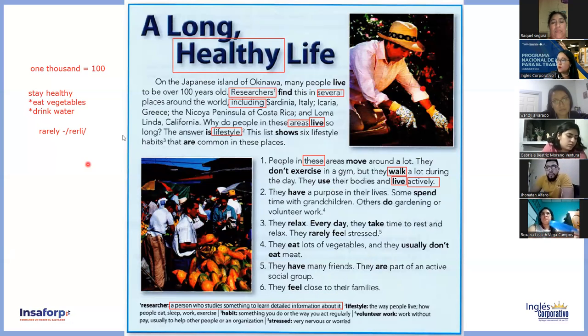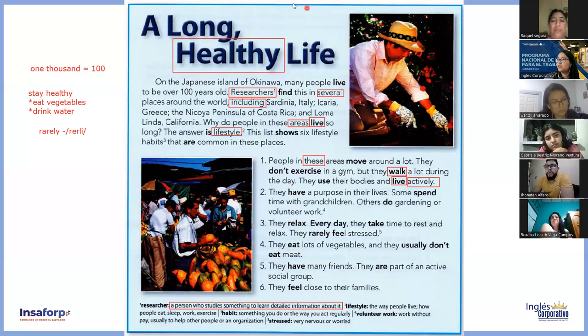No? Okay, ahí tenemos lo que debemos hacer, right? Para vivir a lot, right? Do maybe exercise, spend time with our family, relax, right? Eat vegetables. But not meet and have friends too.